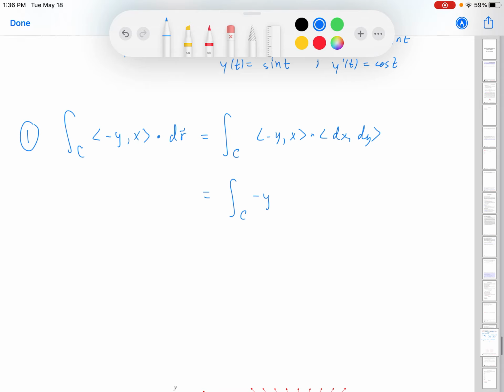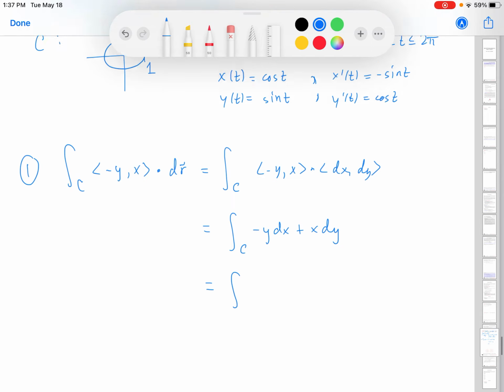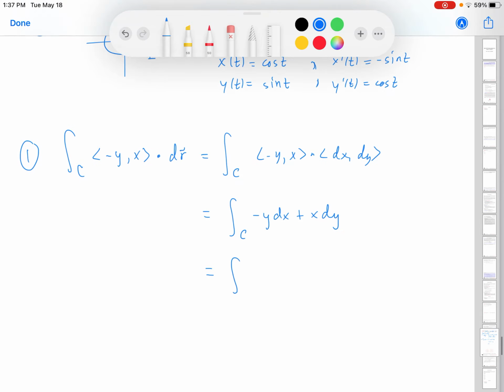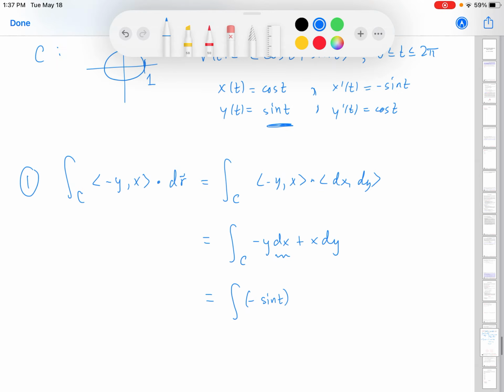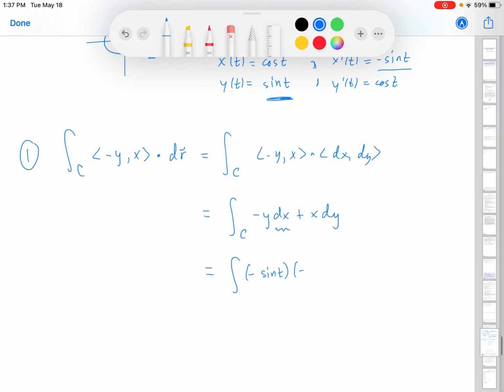So over here I get minus y dx plus x dy. And we can see that this is where I need the information from the derivatives that I calculated. So dx is, well, let me substitute in what y is first. So y is sine of t, so this is minus sine of t. And then dx is x prime times dt. X prime times dt. And then x over here is cosine t.